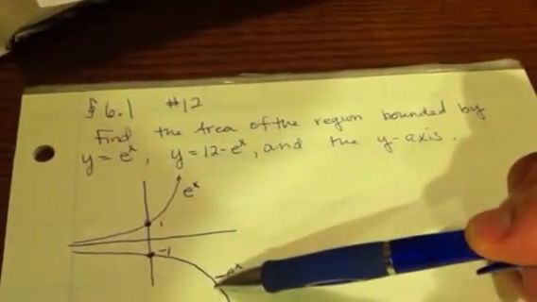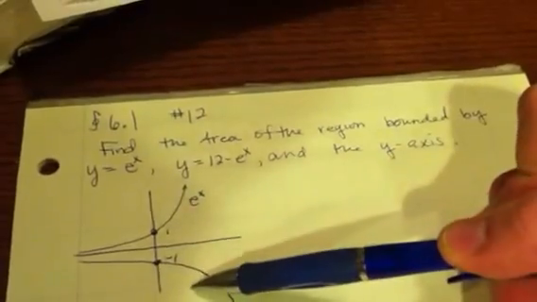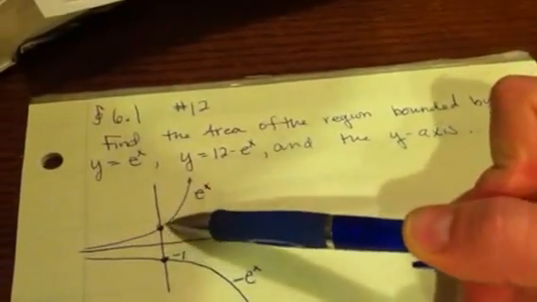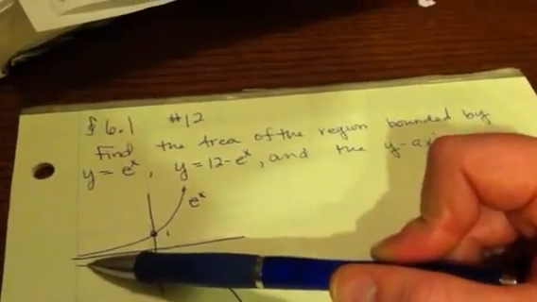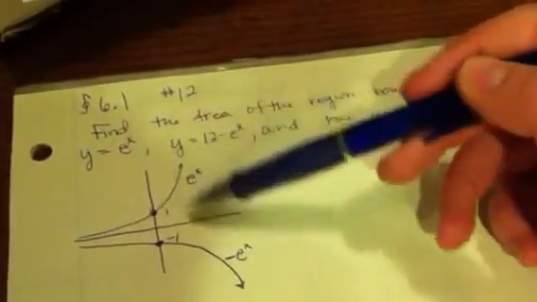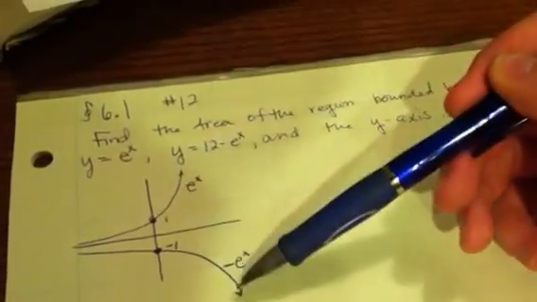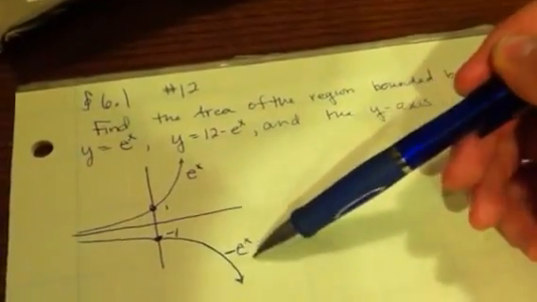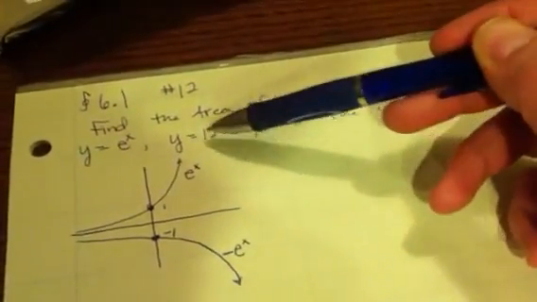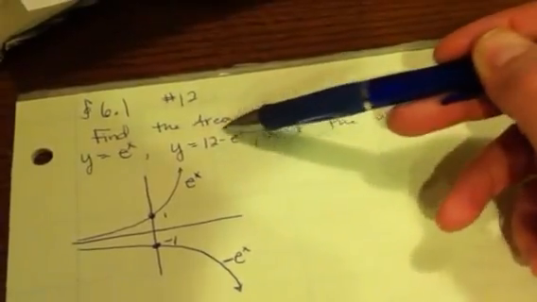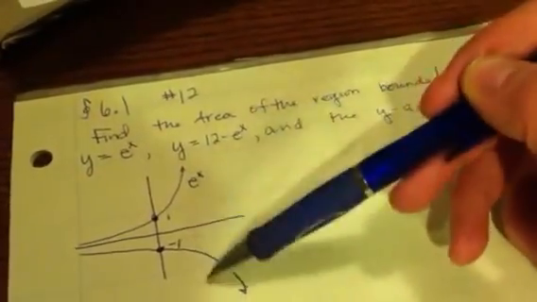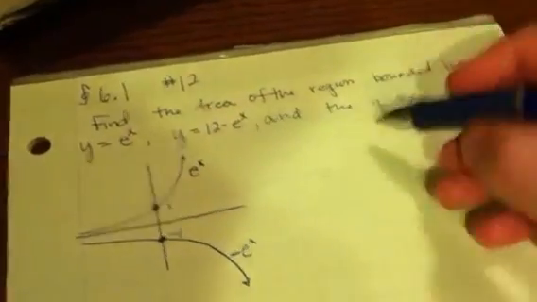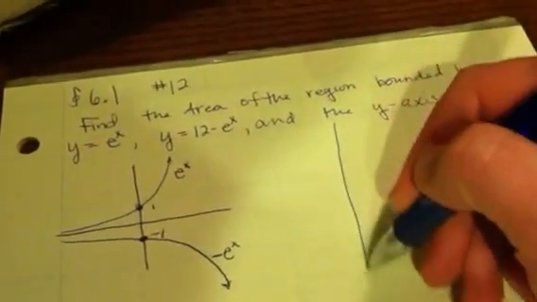Negative e to the x would flip everything across the x-axis. So what was 1 is now negative 1. What was approaching 0 is still approaching 0, but it's approaching 0 from the bottom. What was going to positive infinity is now going to negative infinity. And this is important because what we have here is 12 plus the negative e to the x function right here. So this 12 shifts every point up by 12 units.